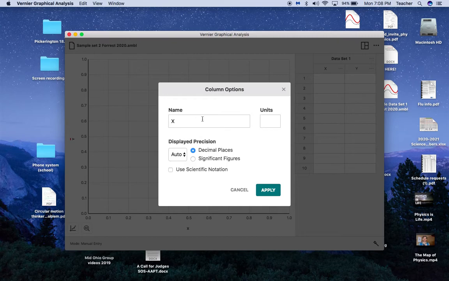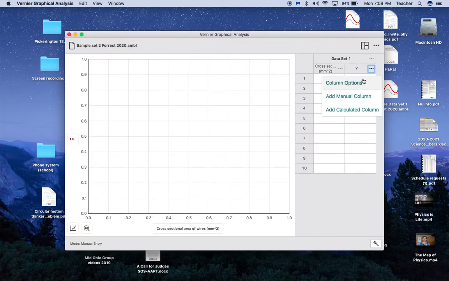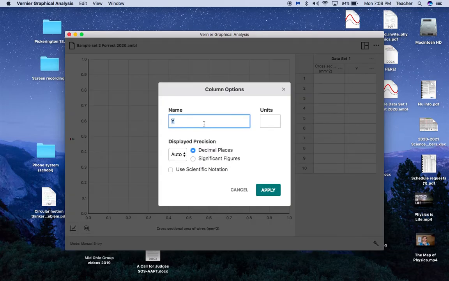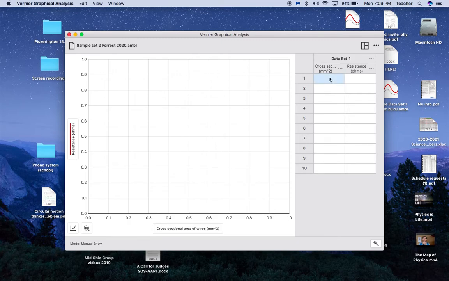Now there's no way to square something here, so I'm going to do caret 2. For this one, I'm going to title that resistance. And the units for that, those are ohms. And there we go.